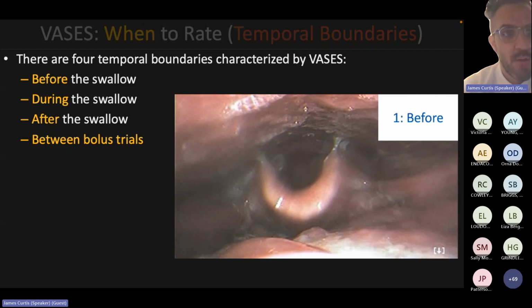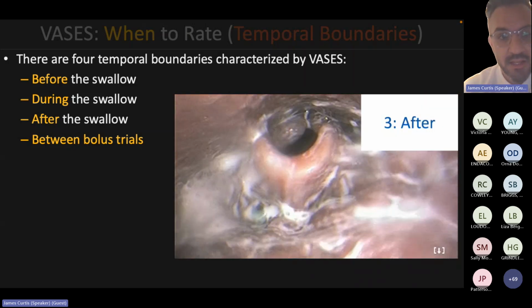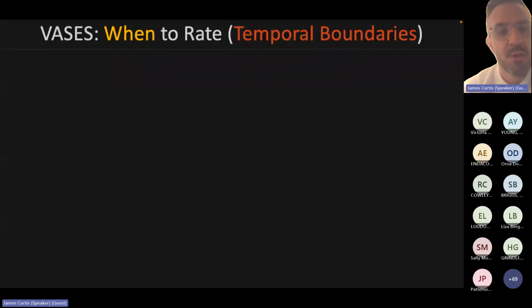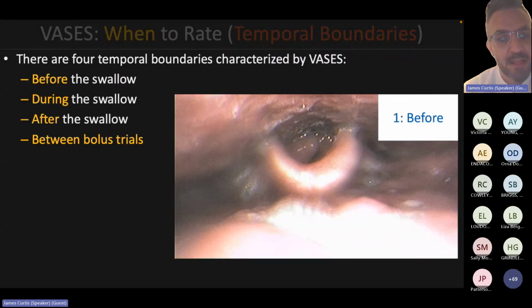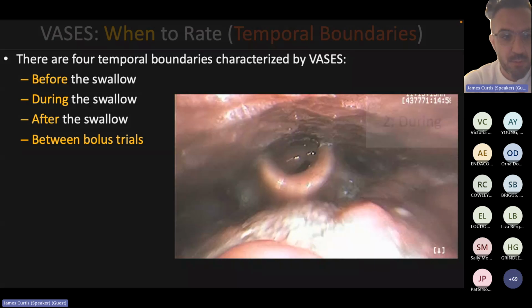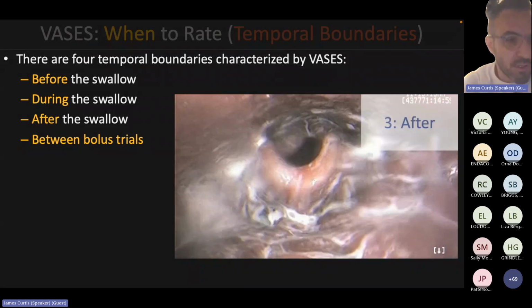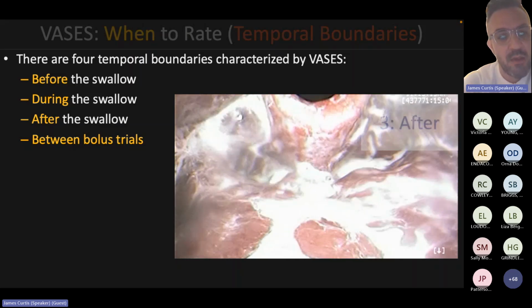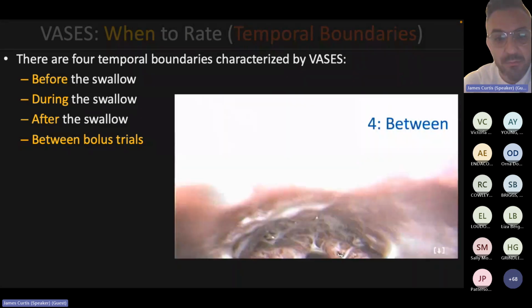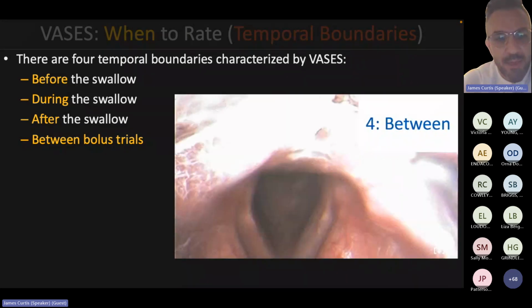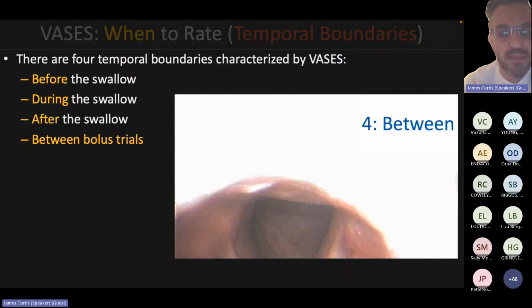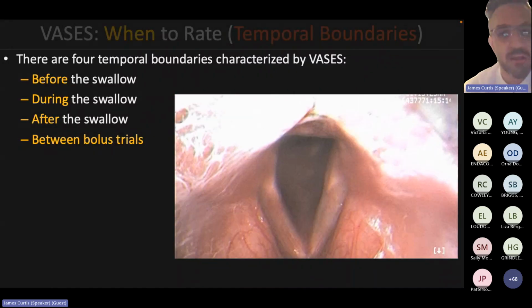So in terms of when, so this is kind of the what, our outcome measures. In terms of the when to rate, we have our temporal boundaries. And so with VASES, we define 4 temporal boundaries. We define before the swallow, during the swallow, after the swallow, and then what's unique for FEAS is the between bolus trials. Because we have this continuous viewing, we needed to kind of capture something that's happening between our various trials.